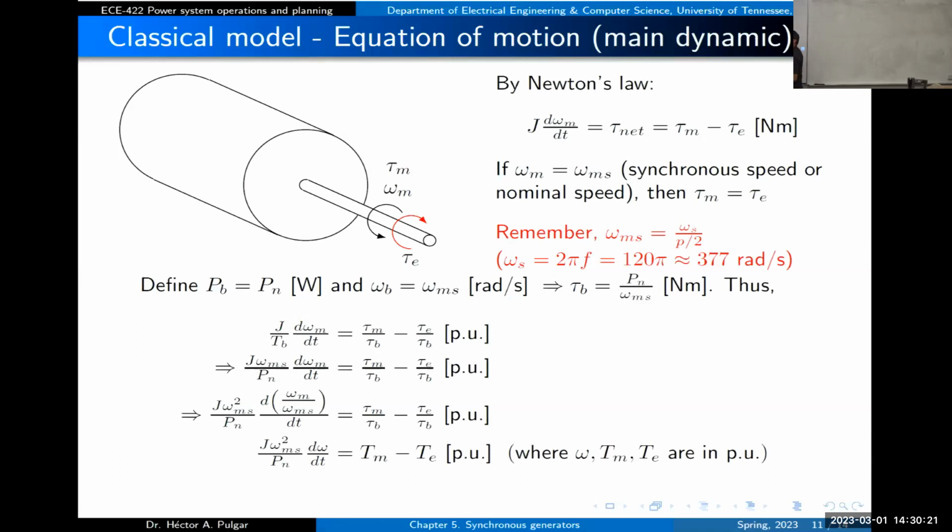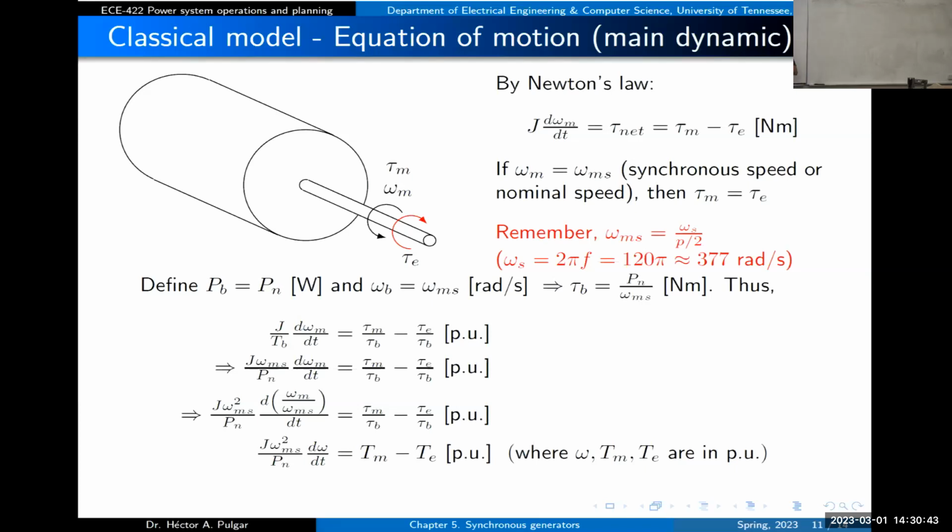So what is the relationship of torque and speed? We use that at the beginning definition. You have power times angular speed. Power is torque times speed. Perfect. So with that definition, we can have the torque is going to be power over speed.